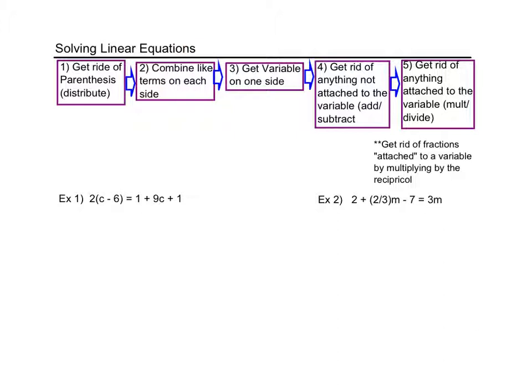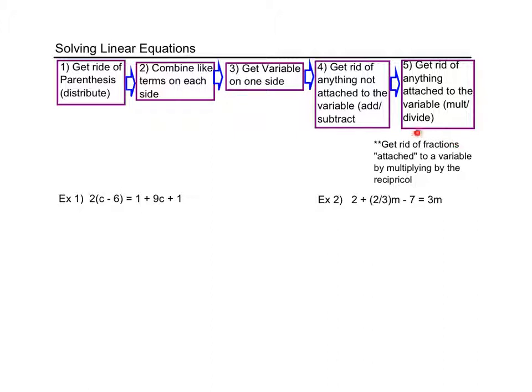Step 2, I'm going to combine like terms on each side. When I say each side, I mean each side of the equal sign. We're always going to split the equation in half by the equal sign. I'm going to make sure I have a variable on only one side by adding or subtracting extra variables to both sides. I'll get rid of addition or subtraction by getting rid of anything not attached to the variable, and then I'll get rid of anything attached to the variable through multiplication or division.